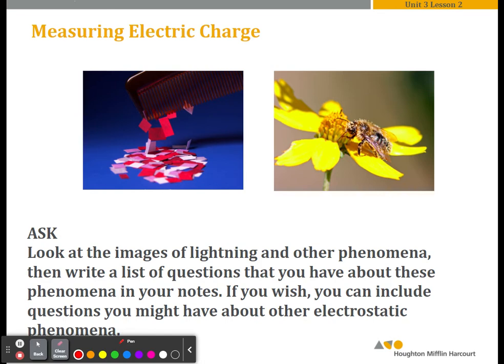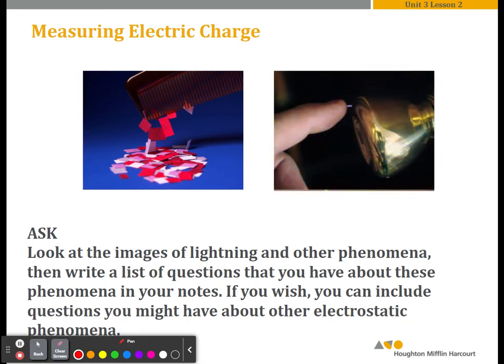Here we see a comb, like the comb that attracted the water. Here we see a comb attracting little bits of paper. So combs can attract water. They can attract little bits of paper. What else do you think combs might be able to attract if you run them through your hair, or balloons, or other objects for that matter?